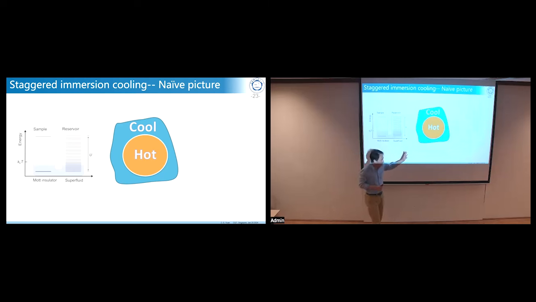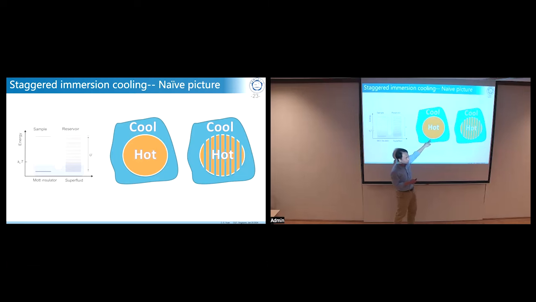Therefore, they have energy exchange, heat exchange between the coolant, the reservoir, and the object. However, the exchange only occurs at the surface here. If we slice this into smaller slices, we still keep the same size of the system. However, because we slice them, we greatly increase the exchange surface between the reservoir and the object.